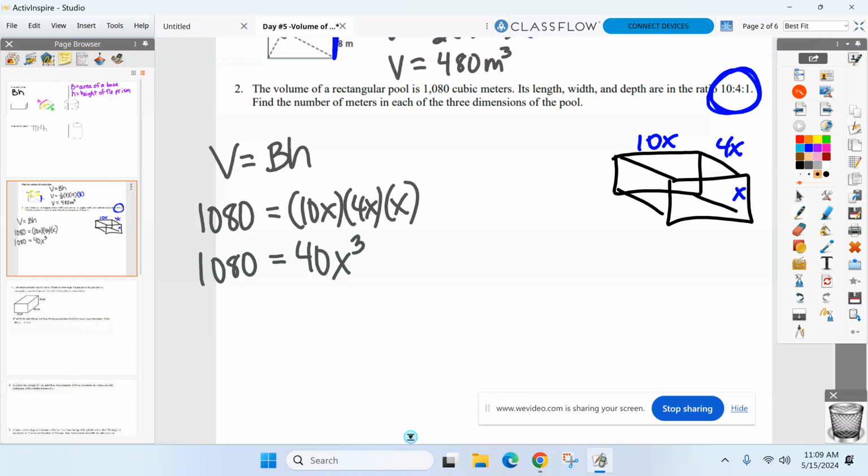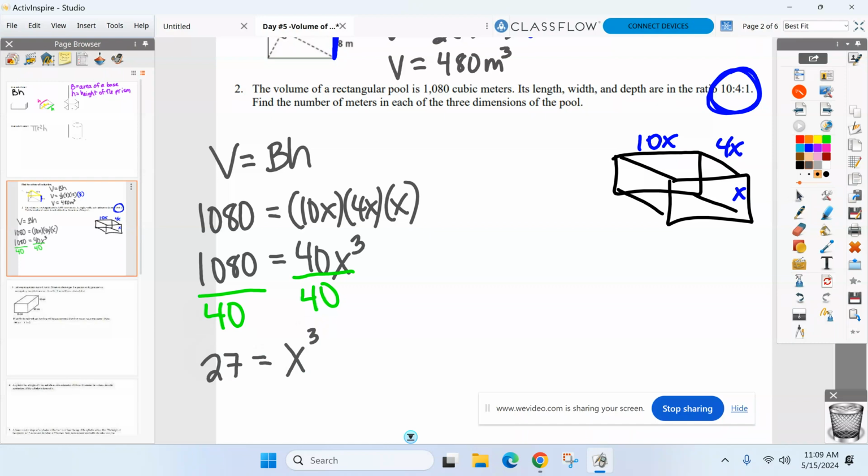Next step, divide by 40. Get the 40. I got to get x by itself. And I do have to teach you something you probably did not learn in Algebra 1 last year. So I get x cubed equals 27. Okay, here you go.